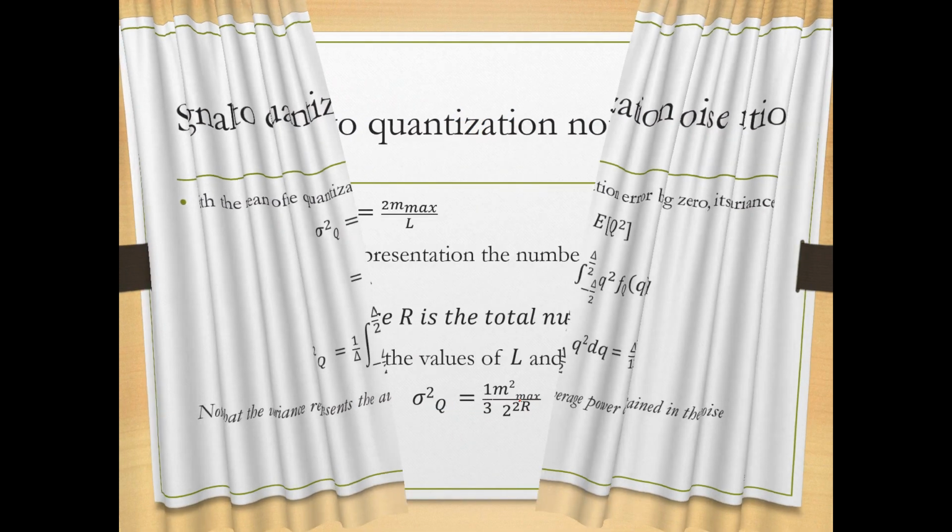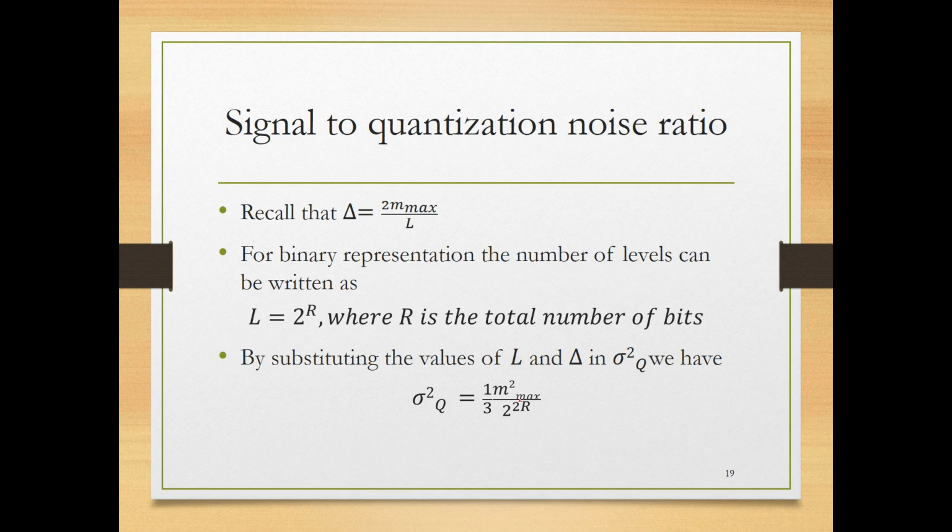Clear? Very, very profound concept. The relationship between variance and power. Recall, we know that delta is 2 M max over L. For binary representation, the number of levels can be written. If you want to interpret the number of levels in terms of binary representation, then we all know that the number of levels is actually equal to 2 to power r, where r is the number of digits that you require to represent each level. Total number of bits for representing each level.